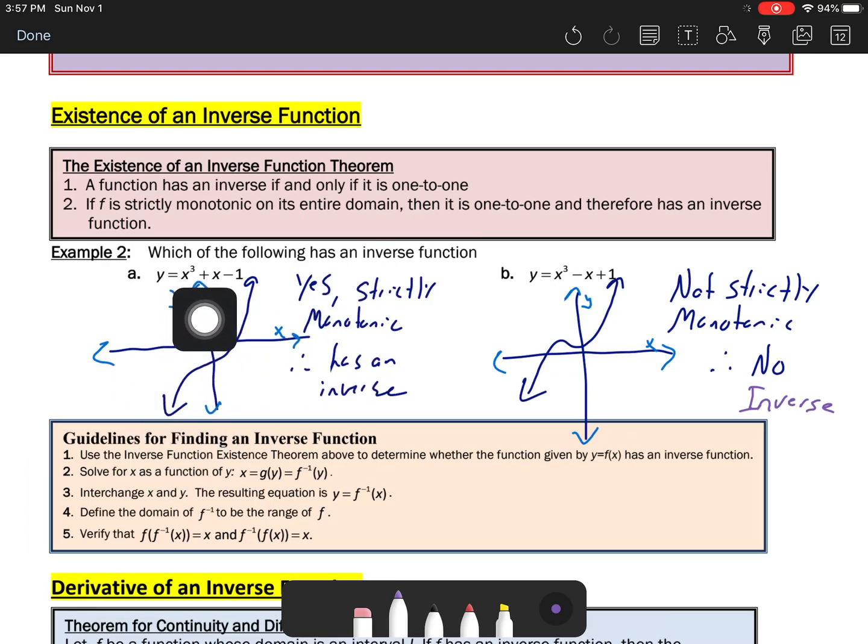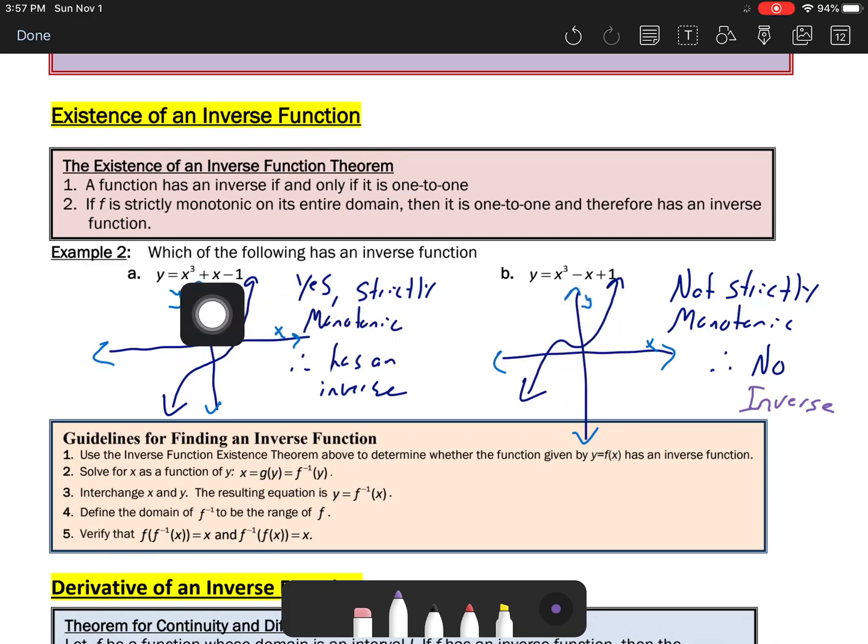So for example, this function here, if we were to graph it on our calculator, we would see that it's increasing on its entire domain. It has that cubic look to it, but it doesn't dip down and come back up. It's increasing the entire time. So this one we'd say yes, it's strictly monotonic, and therefore it does. These 3 dots mean therefore it has an inverse.